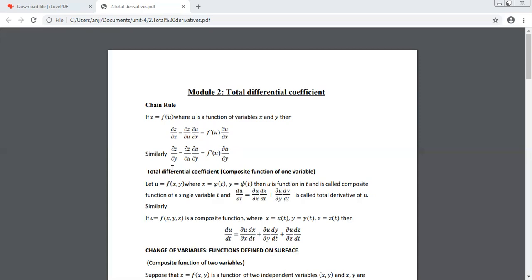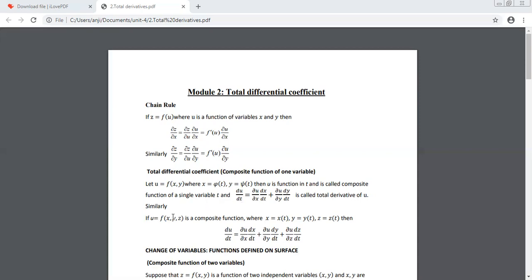Now, total differential coefficient. Let u be equal to f of x comma y, where x is equal to phi of t, y is equal to psi of t. Then u is a function in t and is called a composite function of a single variable t, and du/dt is equal to ∂u/∂x into dx/dt plus ∂u/∂y into dy/dt, which is called the total derivative of u.